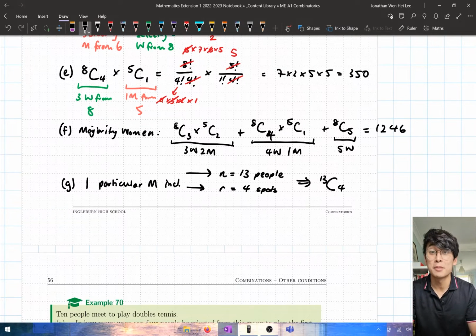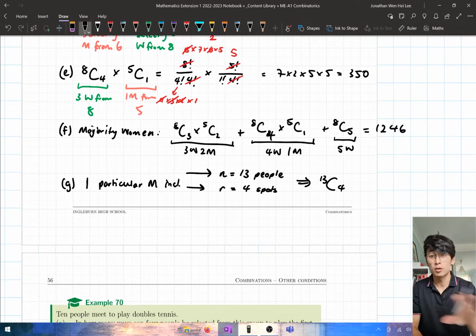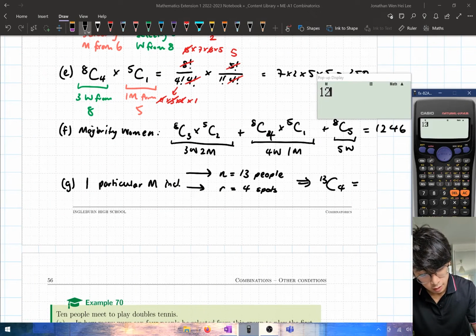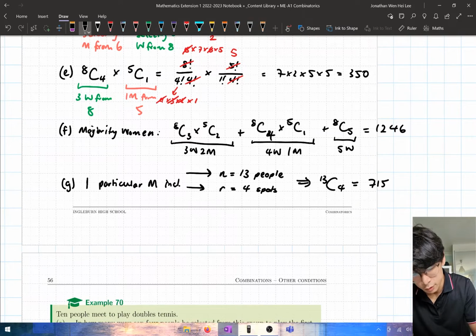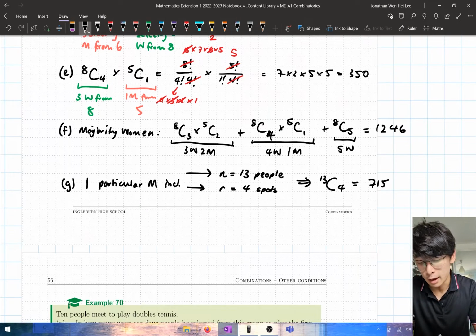So with this one particular man being included, that has reduced the possible pool that we're selecting from, the possible elements we can choose from, and also the number of spots that we are choosing. So this answer is 13 choose 4. There's 13 people because we've reduced it by 1, and there's 4 spots available because that man has also taken a spot. So let's put this in, 13 choose 4. And here we get 715 ways of doing this. So that's our next example, selecting with that one particular man included.